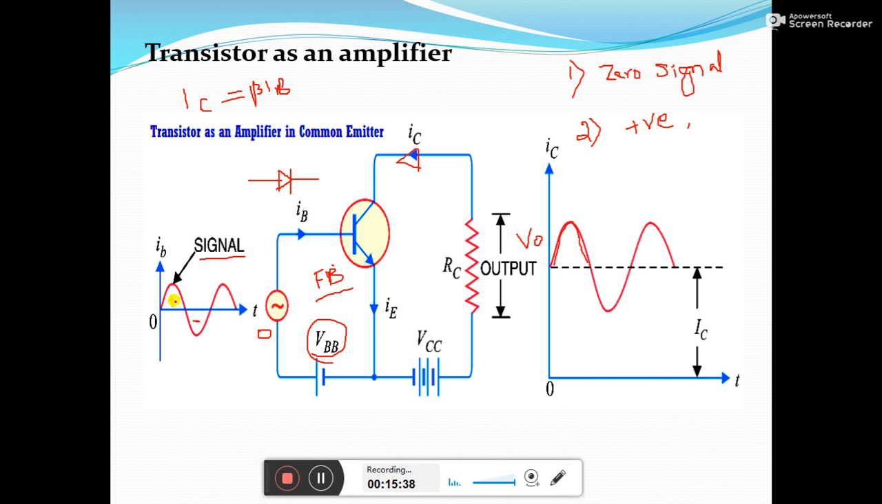So during the positive half cycle, more IB will flow. If IB is larger, obviously IC also will be larger. Since IC is larger, V0 also will be larger. During the negative half cycle, IB will be small. Since IB is small, IC also will be small, so the output voltage also will be small. During the negative half cycle, you will get a small voltage across the RC as an output. That's why you are getting a signal like this.